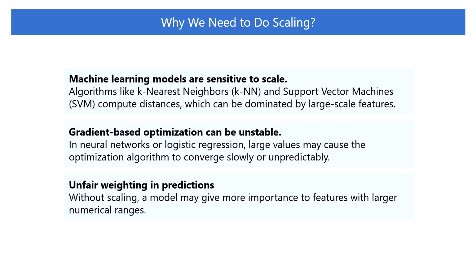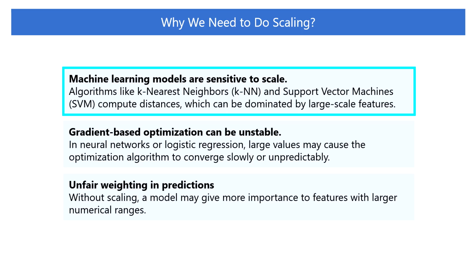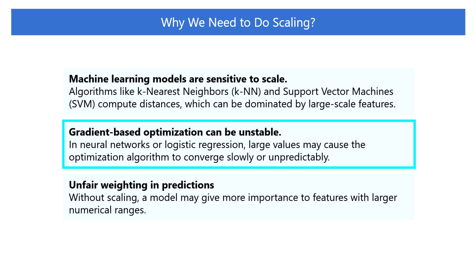So, why can differences in scale cause problems in machine learning models? These are main reasons. First, machine learning models are sensitive to scale. Algorithms like k-nearest neighbors and support vector machines compute distances, which can be dominated by large-scale features. Second, gradient-based optimization can be unstable. In neural networks or logistic regression, large values may cause the optimization algorithm to converge slowly or unpredictably.